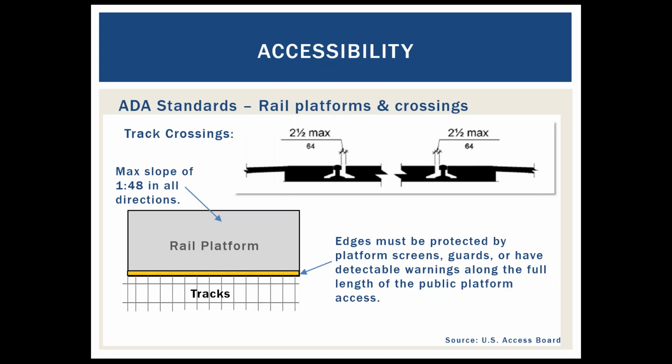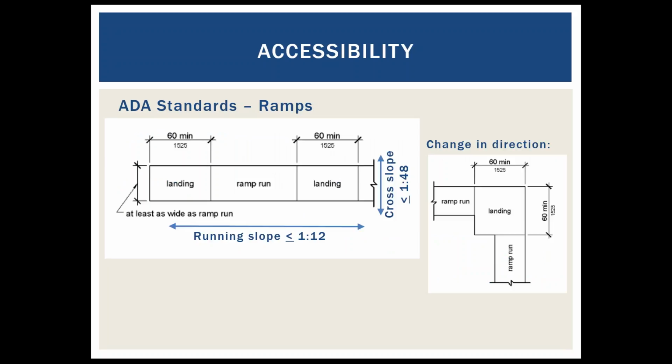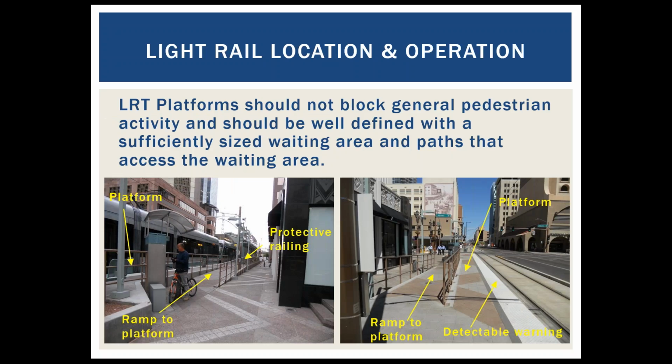And the requirement there is that wheel flange openings of 2.5 inches maximum are permitted on non-freight rail tracks. So, we're talking about the light rail. Again, ADA standards are a repeat of what we talked about for BRT. And you can see, the location and operation are all put together on this slide, where you have your ramp to the platform in your photo on the left.